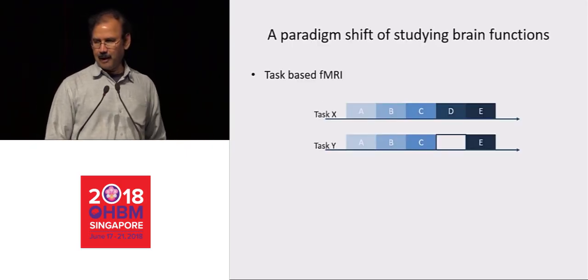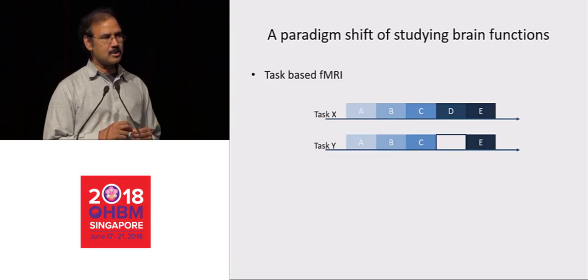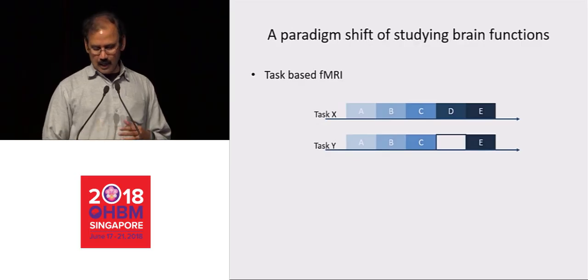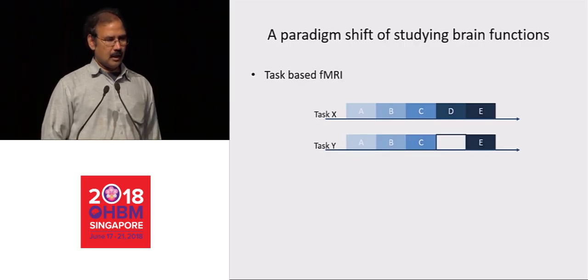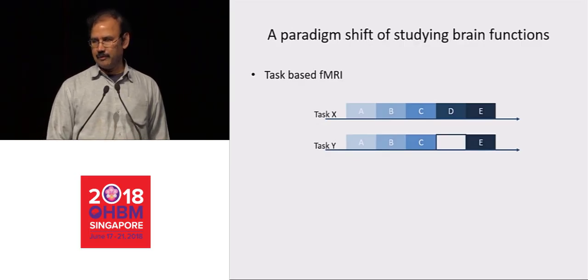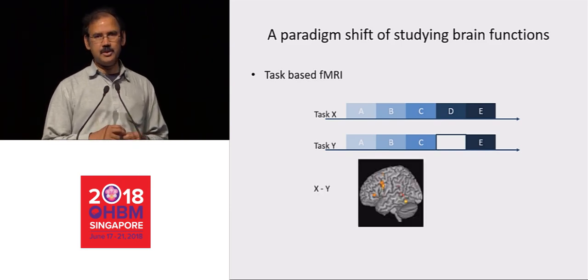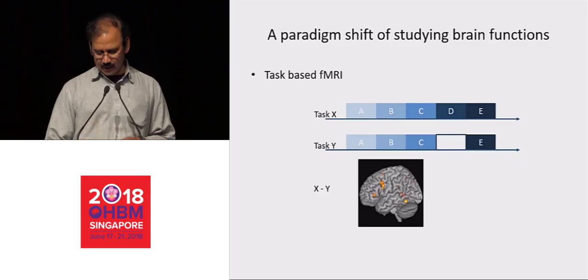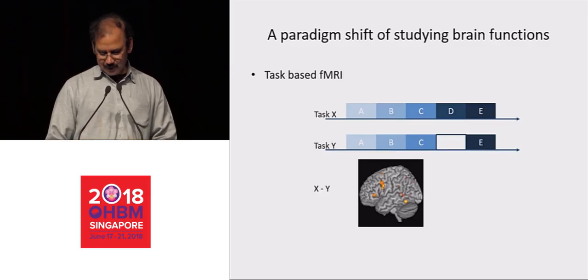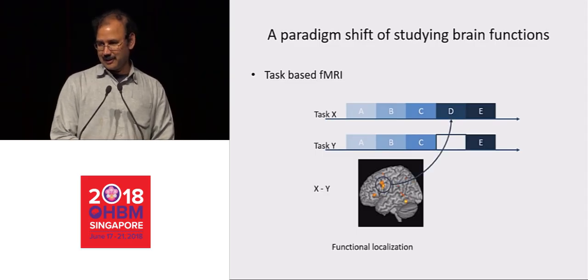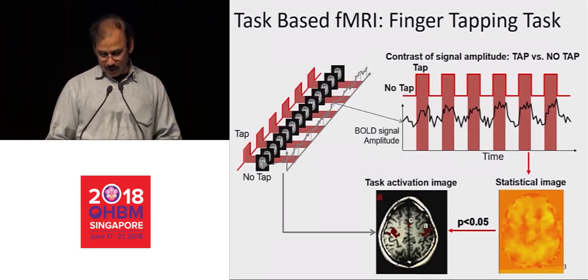So with fMRI, mostly with task, the idea is you present different kinds of stimulus, and then using subtractive logic, you can find very specific changes pertaining to different tasks. And since as a graduate student I didn't know any better, I decided to do resting state.